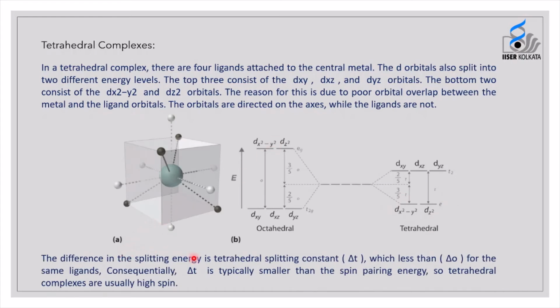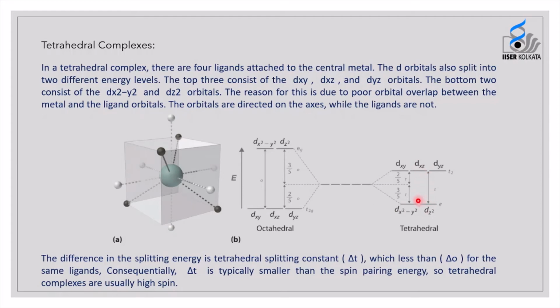So the difference in the splitting energy is the tetrahedral splitting constant, delta T. The gap between these we are calling delta T, where O represents octahedral and T represents tetrahedral. For the same ligands, consequently, delta T is typically smaller than the spin pairing energy. Generally, for the same ligands, this gap is smaller than the pairing energy.